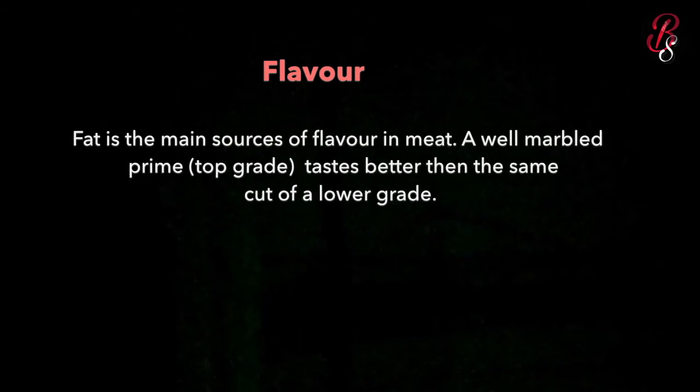So the next term is flavor. Fat is a main source of flavor in meat. A USDA prime to top grade meat tastes better than the same cut of a lower grade. Flavor you can get anywhere, but it matters what quality of meat it is. A good quality meat contains everything in good proportion, like 5% fat and 75% water, so everything matters.